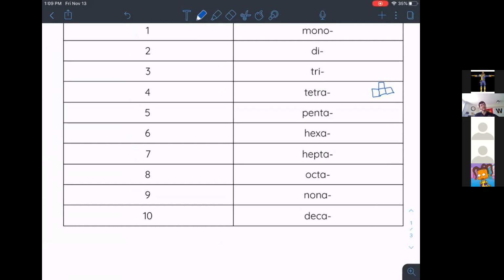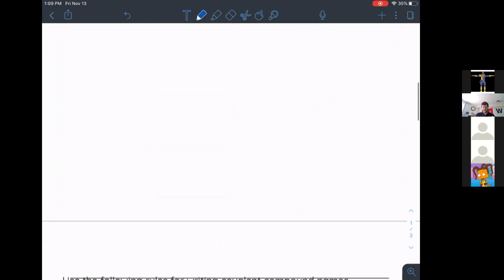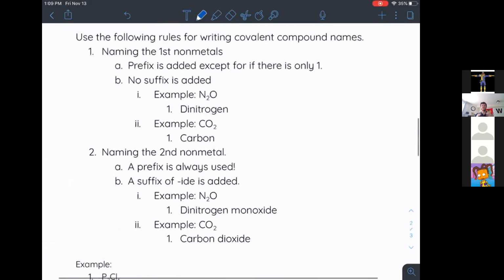These prefixes are the big difference between ionic and covalent naming, besides the fact that ionic has metals and covalent is only nonmetals. These prefixes are going to be that huge difference between them because we need to add these prefixes to both of our elements. So these rules for writing the names of ionic or covalent compounds are going to be important. For the first nonmetal, or the first element in a covalent compound, you're going to add a prefix as long as that prefix is not one.